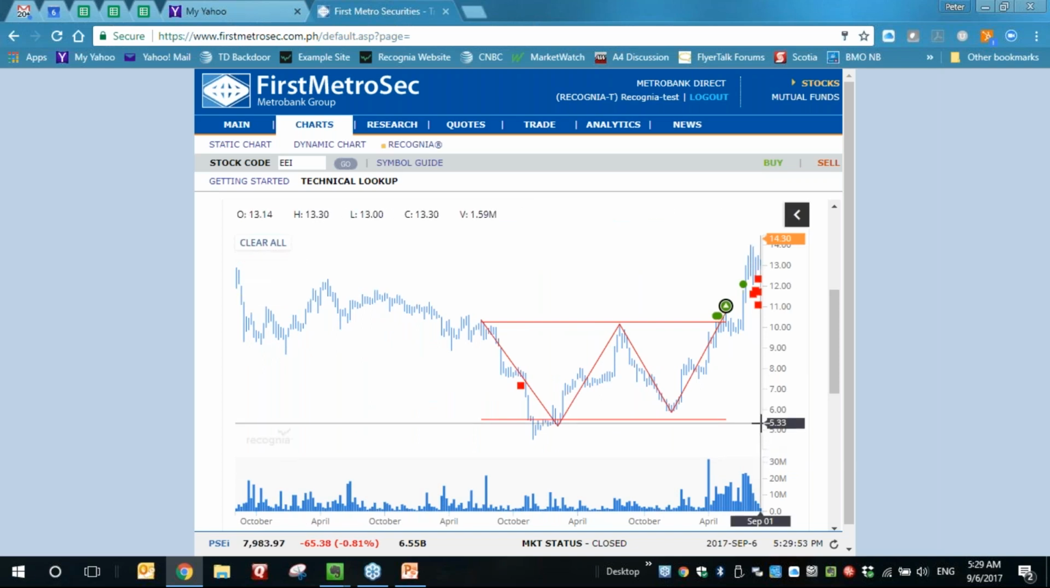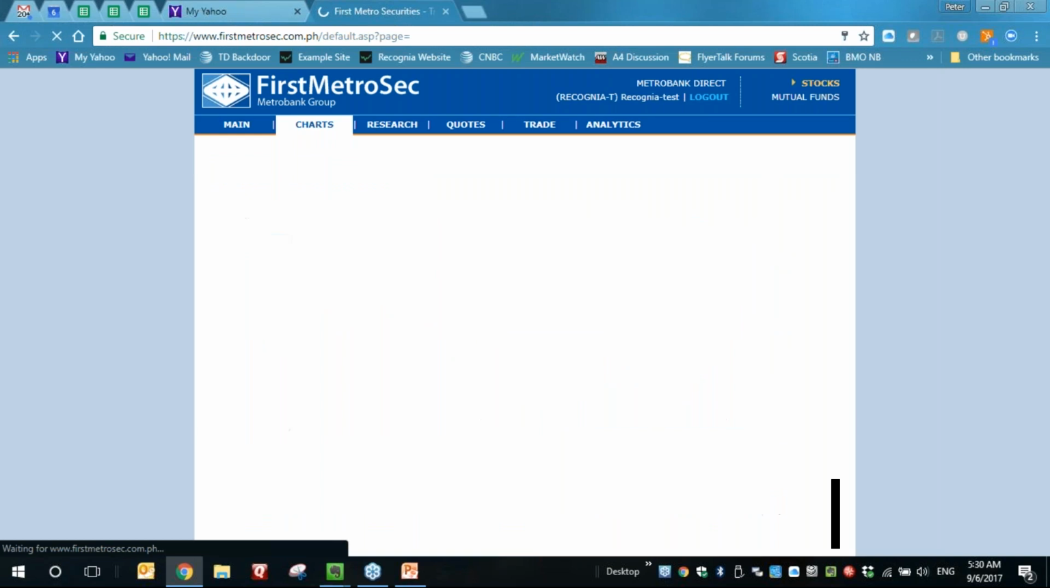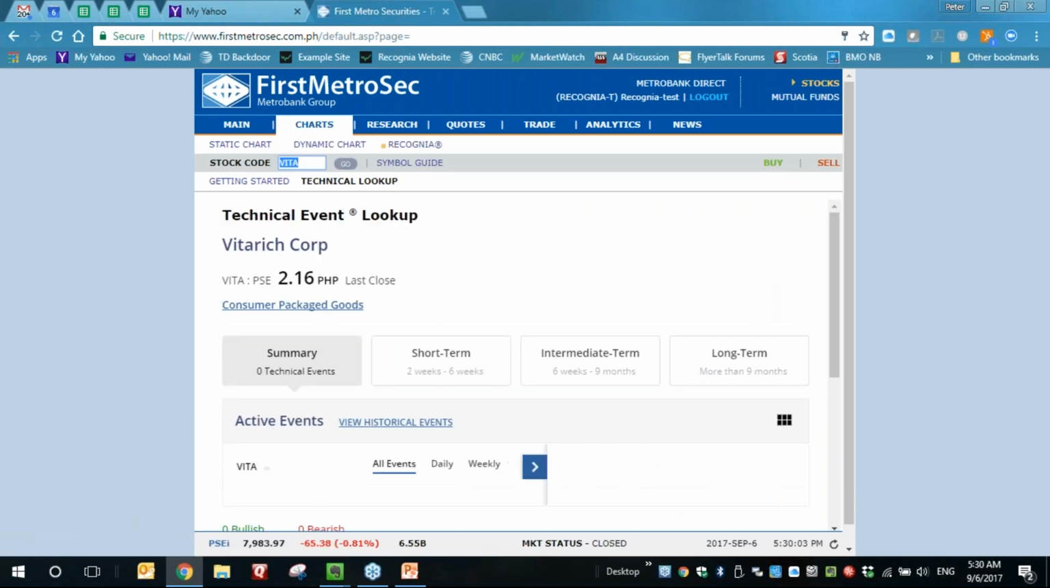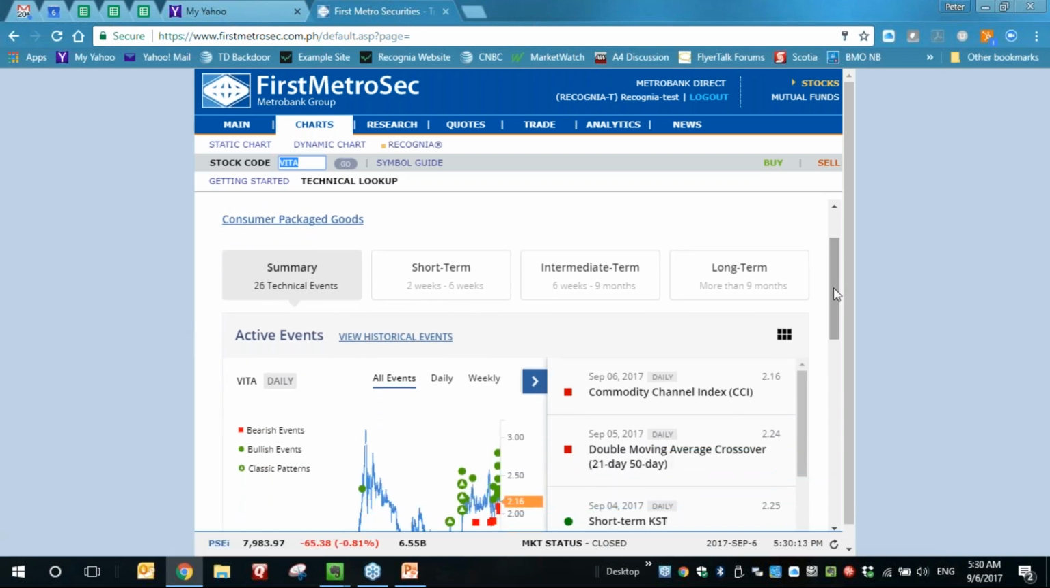So we haven't quite got there yet, but we're getting very close at this point. Let's try another one. Another stock that I was looking at was the stock symbol VITA, V-I-T-A. This is Vita Rich Corporation in the consumer packaged goods field. And what I'd like to show you is this particular stock has had a lot of technical events.